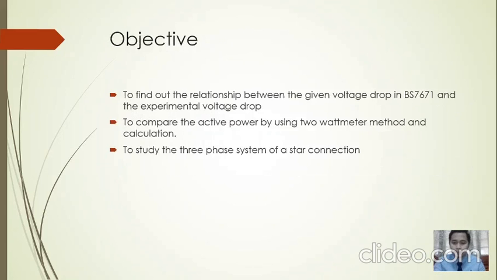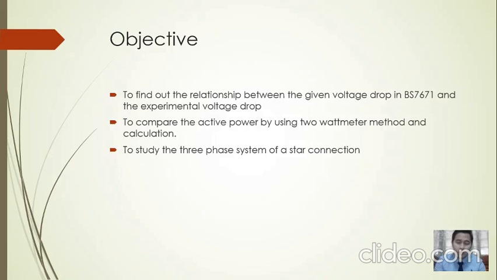Let's proceed. What are the objectives for my project? First, I want to find out the relationship between the given voltage drop in BS7671 and the experimental voltage drop. Here we would like to look into the value of voltage drop that is given from BS7671, and we would like to compare with our experimental voltage drop, which will use our metric number as our voltage, as our load.